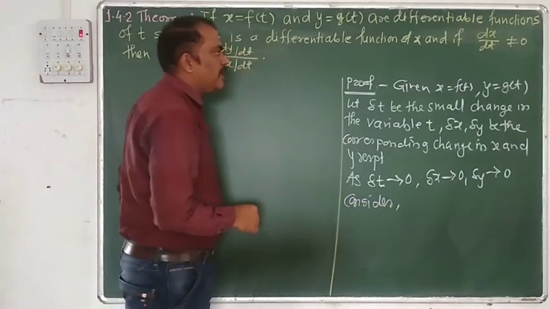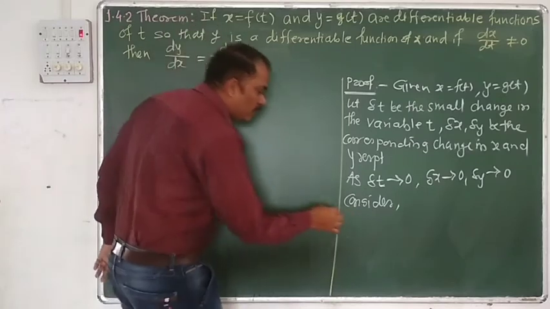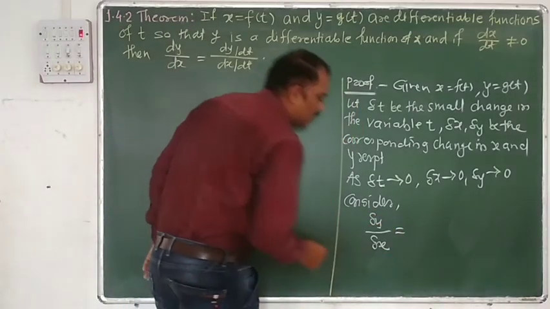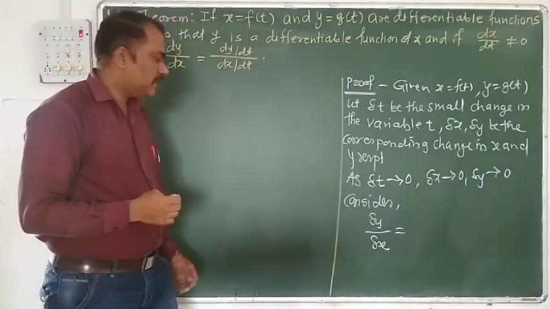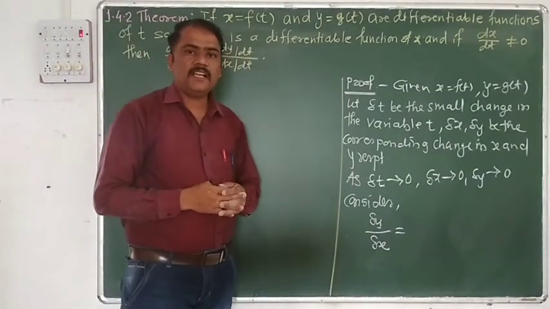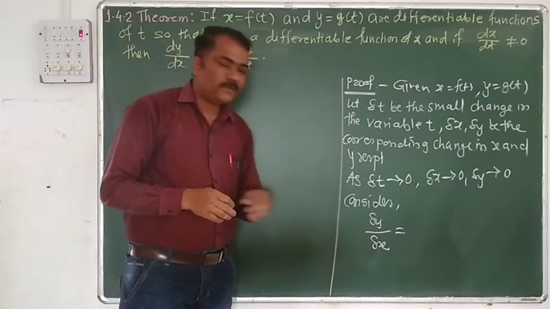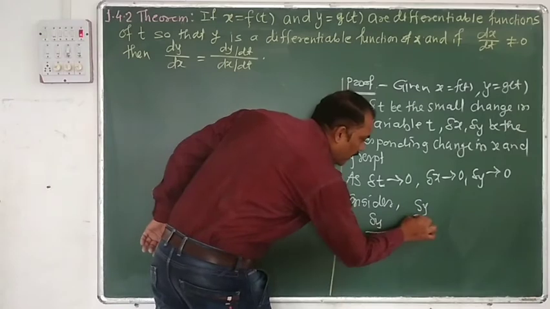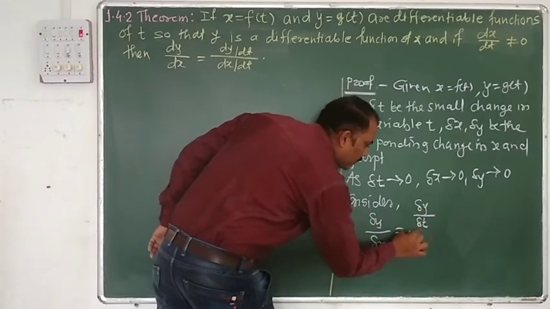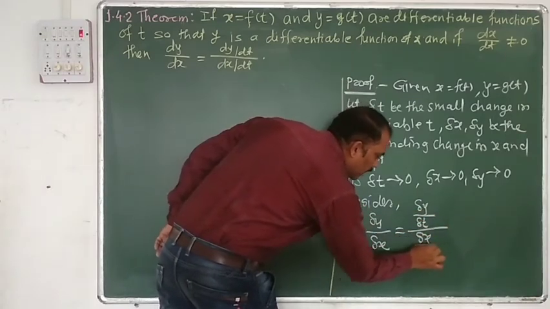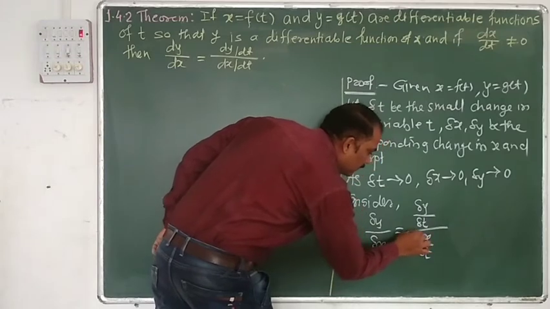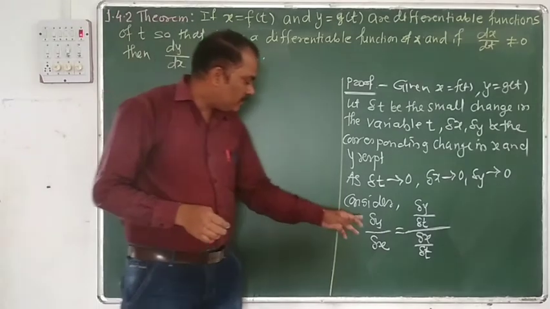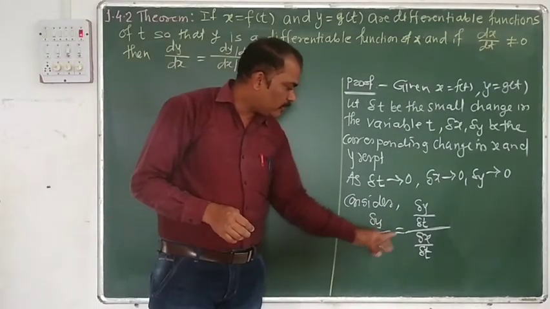Now we have to consider the incremental ratio. Which incremental ratio do we have to consider? Delta y divided by delta x. This ratio, delta y divided by delta x, we can also write as delta y divided by delta t, divided by delta x divided by delta t. What I do here is divide the numerator and denominator both by delta t.